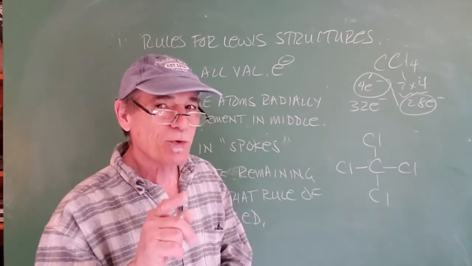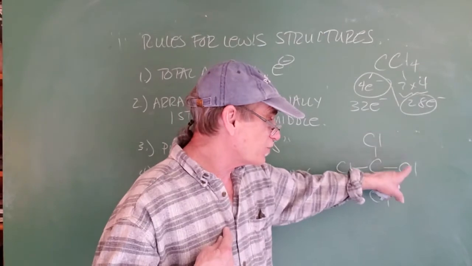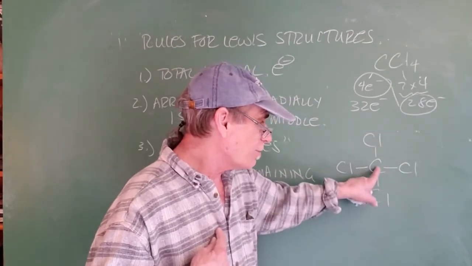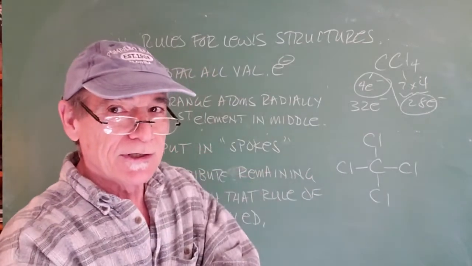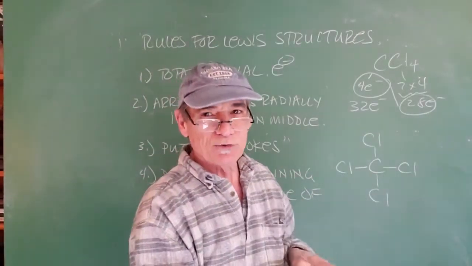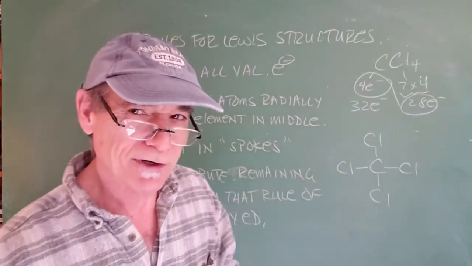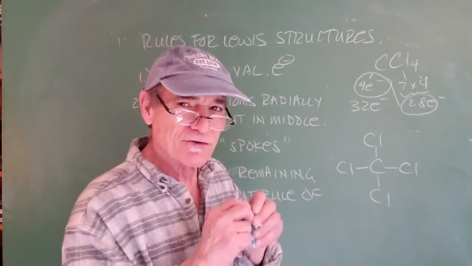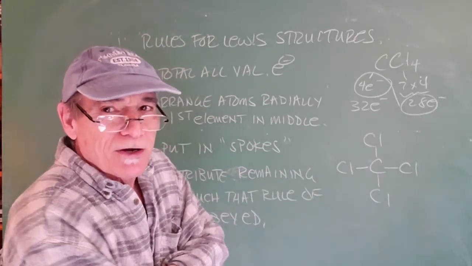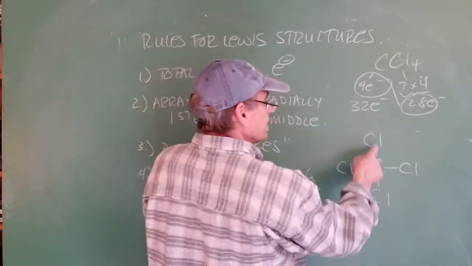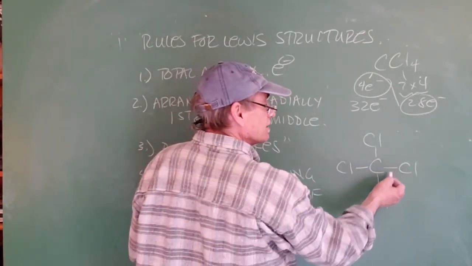Now, something you should note here. For our purposes, there are not going to be bonds between the peripheral atoms. All the bonds will radiate out from the central atom to the peripheral atoms. Now, don't get me wrong. In organic chemistry, there are some ring structures that have bonds on the outside, but we're not going to go there. So for our purposes, everything's going to radiate out from the center. So in essence, then, I just put a pair of electrons between the central atom and each peripheral atom, the spokes. All right, well, that counts for 8 electrons.